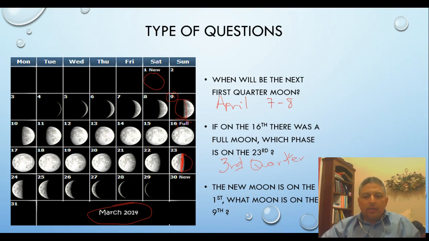The last question, the new moon is on the 1st. What moon is on the 9th? So here we go. I already highlighted the new moon. Right, this is on the 1st, the new moon. What is on the 9th? So if you look at the calendar, we already discussed that this will be your first quarter moon. So therefore, the answer is simple. It will be the first quarter moon.